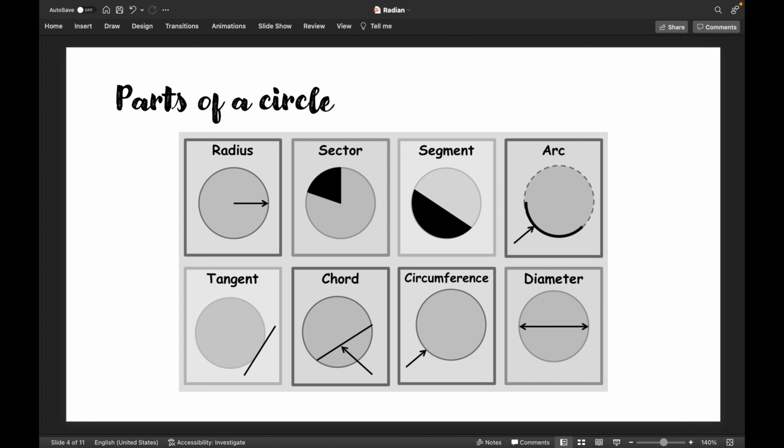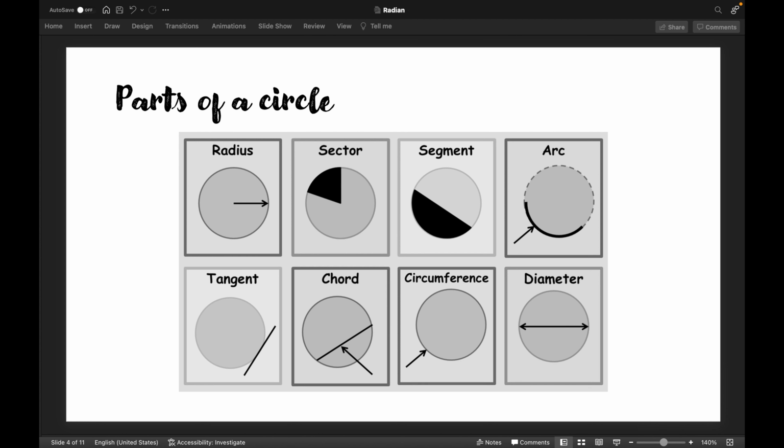Next is a sector. It's the portion of a circular region enclosed by two radii, 1 and 2, and the corresponding arc. So that's what a sector means. That means that it consists of two radii and the arc. So this would be a sector.